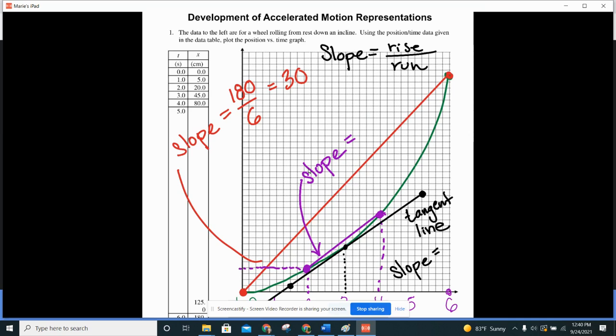So this one, I think, started at 20, right? And at 4 seconds, it was where? 80. So that means the rise is 80 minus 20, because that's how much it went up, divided by how much it went over. So that's from 4 seconds to 2 seconds. So 4 minus 2. So we get a slope of 60 over 2, which is 30. Are we good with that? Okay.